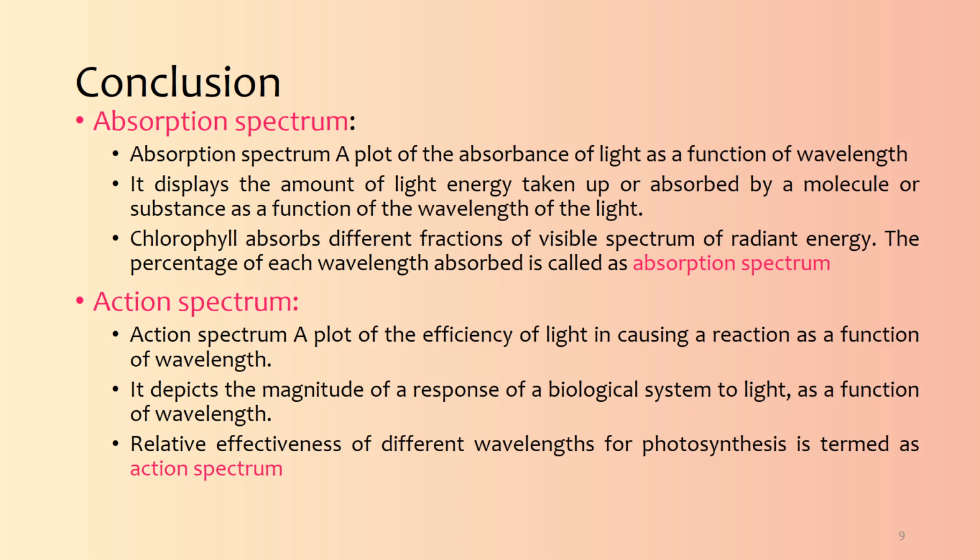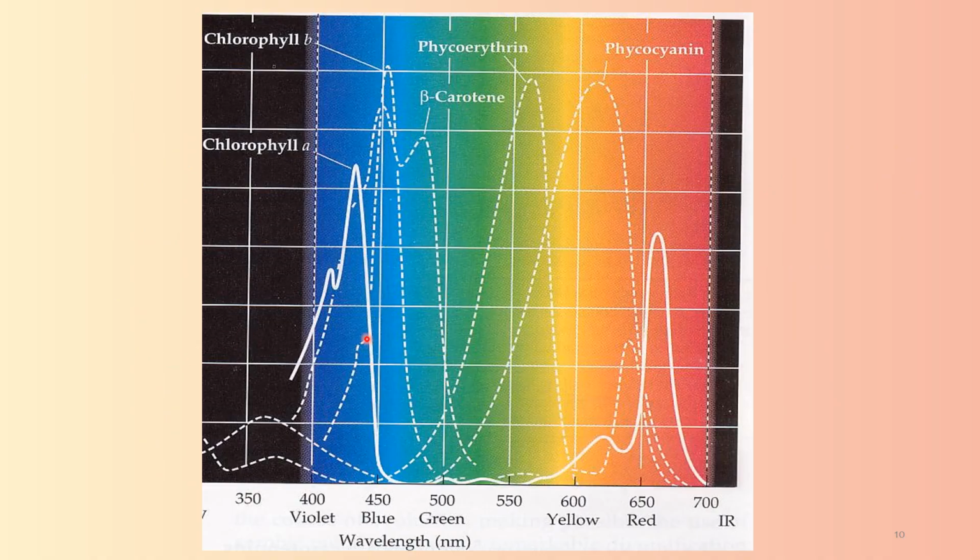Action spectrum is a plot of the efficiency of light in causing a reaction as a function of wavelength, or an action spectrum depicts the magnitude of response of a biological system to light as a function of wavelength, and the relative effectiveness of different wavelengths for photosynthesis is also called the action spectrum. In this diagram, the different regions of the visible spectrum are shown along with the absorbance spectra of different pigments like chlorophyll a, chlorophyll b, carotene, beta carotene, phycoerythrin, and phycocyanin. You can see their peaks in different regions of the visible light spectrum.